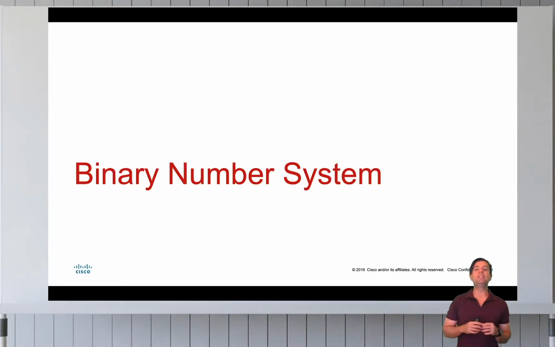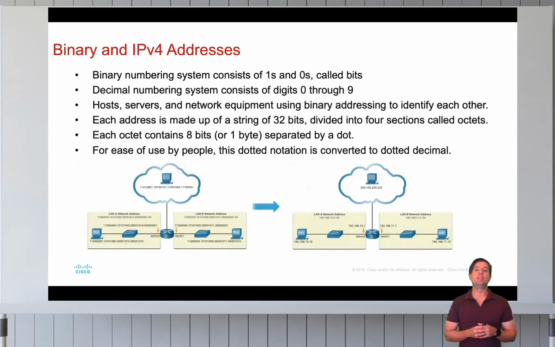So, the binary number system. Computers see things as ones and zeros. In other words, in binary. Now, decimal numbers, which we as humans work with, consist of the digits 0 through 9. So if you think about it, binary is a number system that consists of two digits, 1 and 0, where decimal numbering has 10 digits from 0 to 9.